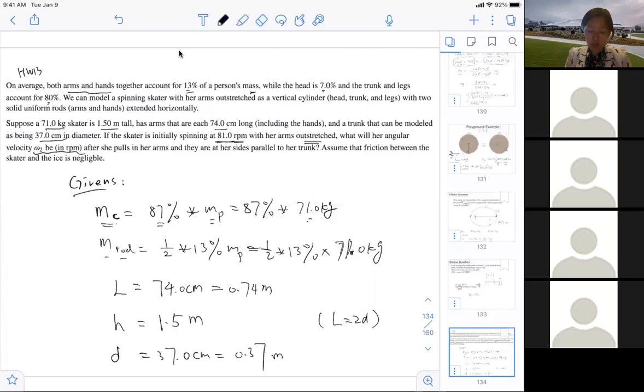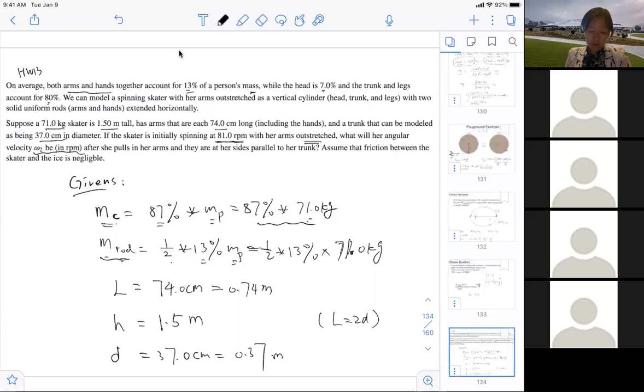The mass of the rod, this is one of your arms. You have two rods, one on each side. Each is 1/2 of 13% of the mass of the person, because two arms together are 13%. So one rod is 1/2 of 13% of the mass of the person. I'm not going to calculate these numbers yet, because I want to see how much I can cancel and reduce.